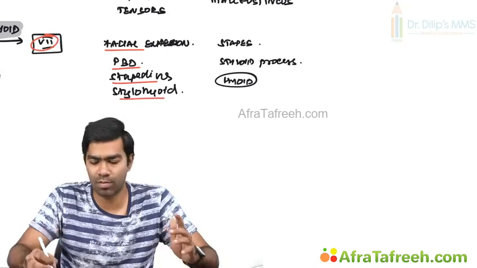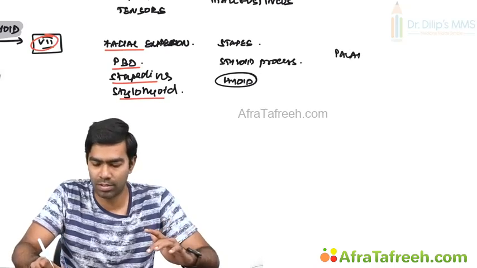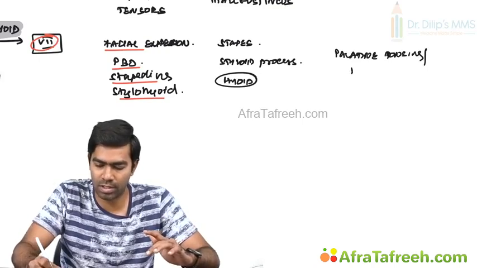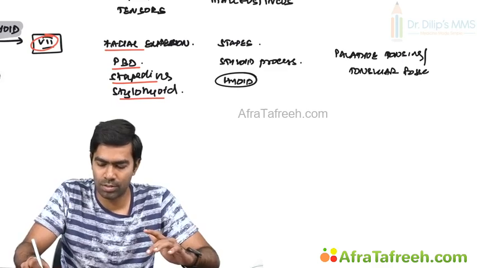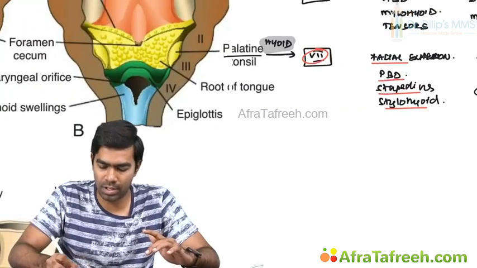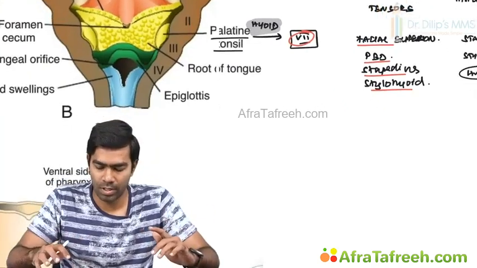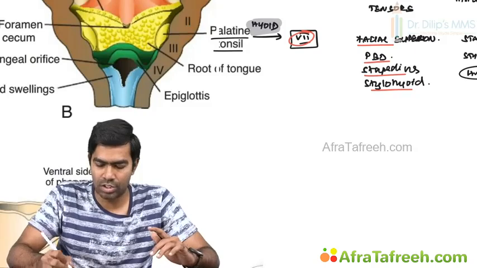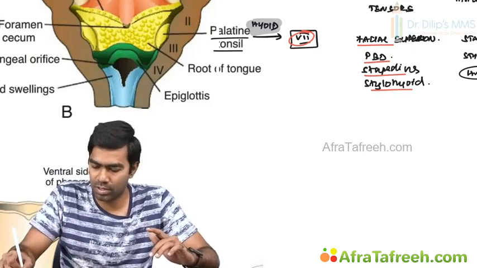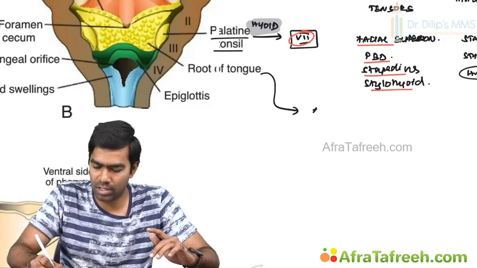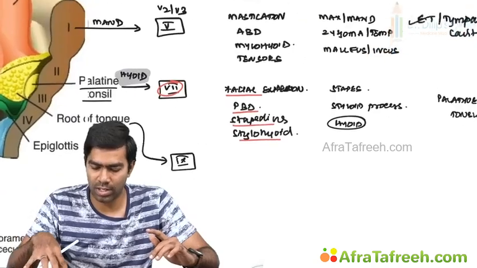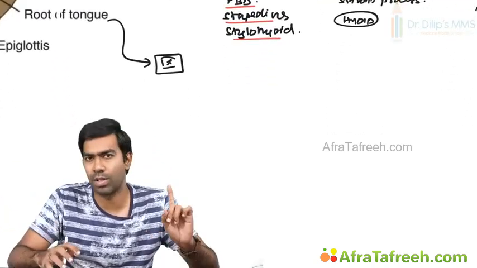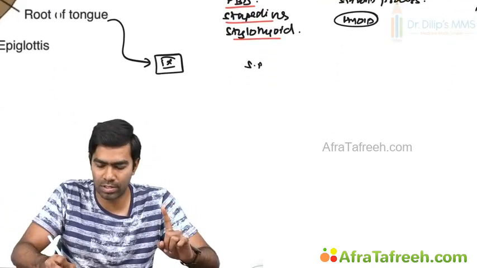And pouch wise, they form the palatine tonsils and the tonsillar fossa. They are going to form the palatine tonsils and the tonsillar fossa, the second pouch. And clearly it's been mentioned here, they are forming the palatine tonsils already. And the third arch: the nerve of the third arch is going to be the glossopharyngeal nerve, that is the ninth nerve. And what are the muscles they are going to form? Only one muscle, that is the stylopharyngeus.